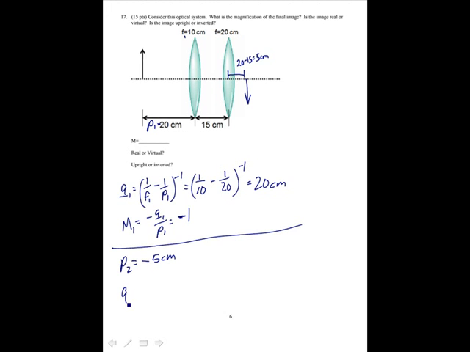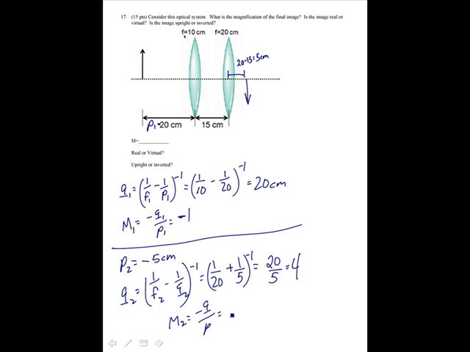And then I do a similar thing. Q2 is 1 over F2 minus 1 over P2, to the negative 1. That's 1 over 20 minus 1 over negative 5, which is plus 1 over 5, to the negative 1. That's equal to 20 over 5, which is equal to 4. So M2 is negative Q over P. That's negative 4 over negative 5, which is 4/5, which is 0.8.